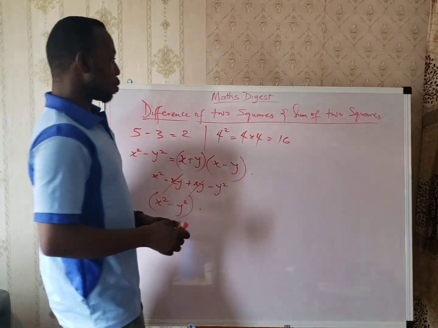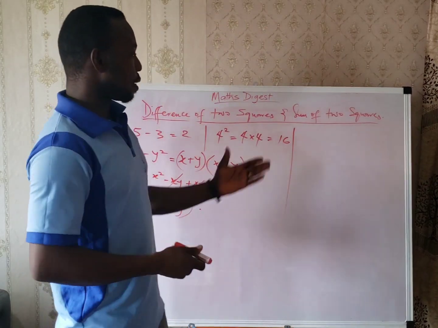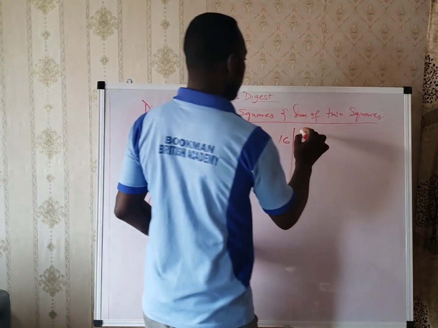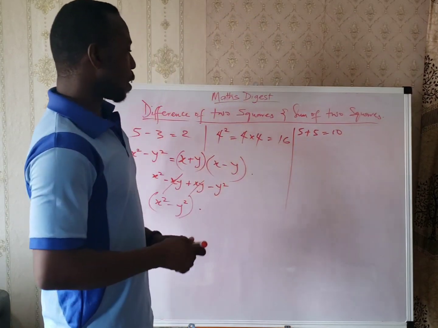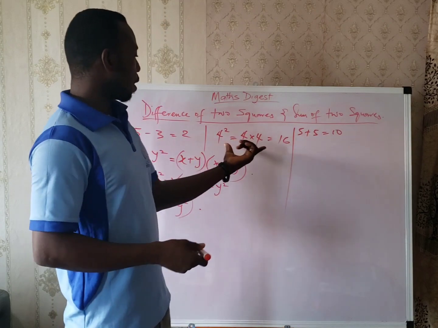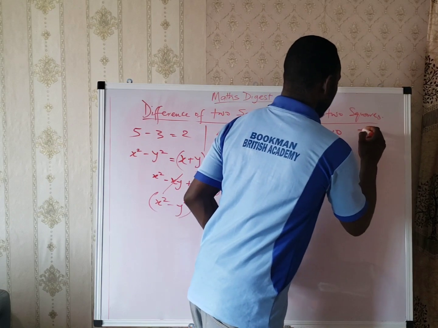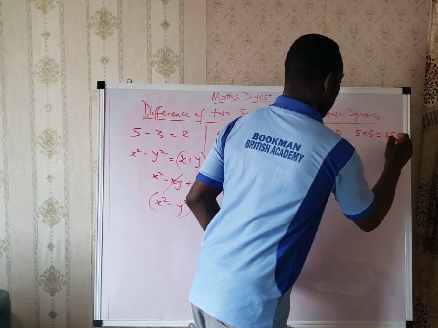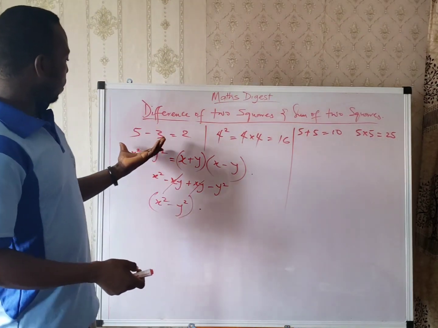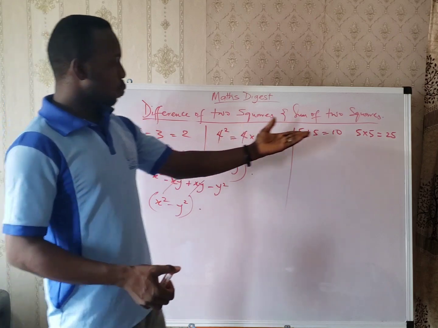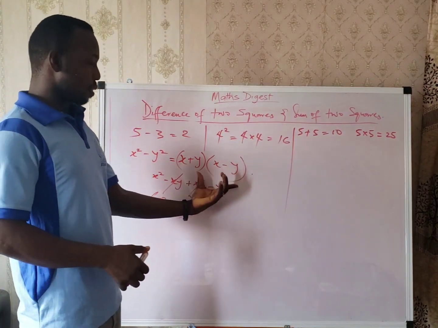Now coming to the sum of two squares. Remember, sum is just adding a number to another number. You can say 5 plus 5, which is 10. And when you say square of 5, just like we did for 4, we say 5 times 5, which is 25. Now, unlike the difference of two squares, the sum of two squares has no factor.